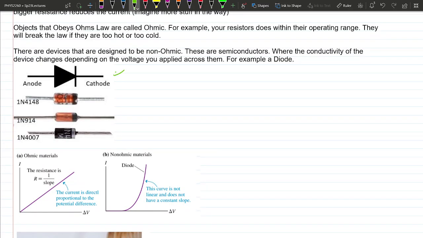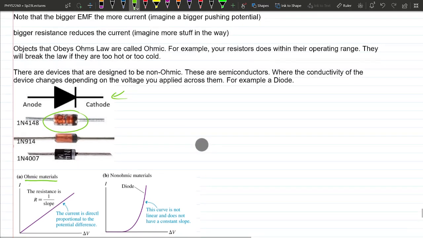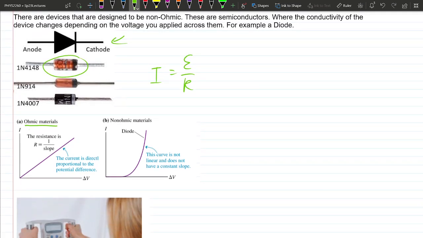A prime example of this is known as a diode. Diodes look like these little orange blobs. The weird thing about a diode is that instead of being ohmic, meaning the equation we have up here, the Ohm equation, I equals EMF over R, where R is a constant, the bigger your EMF, the bigger the battery you connect to it, the bigger the current. And they're proportional to each other.